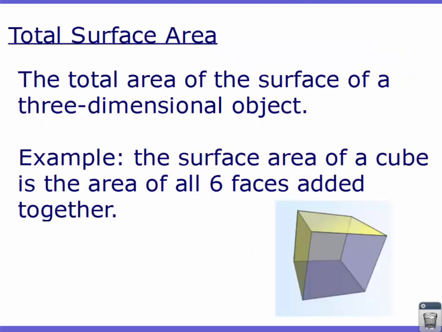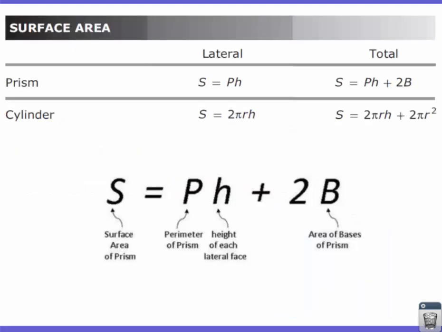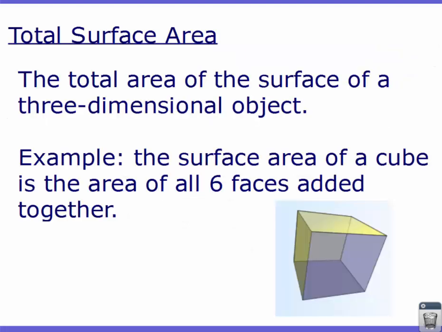The first one is what we call total surface area. Total surface area is the total area of the surface of a three-dimensional object. So no matter what the object is, we're going to take all of the surfaces, we're going to find their areas, and we're going to add them all together. So instead of trying to use a big fancy formula for it, let's just write down all the faces and all the bases, find their areas, add them together.